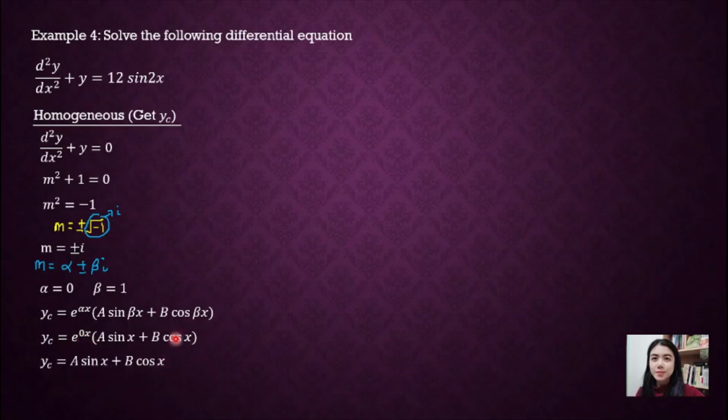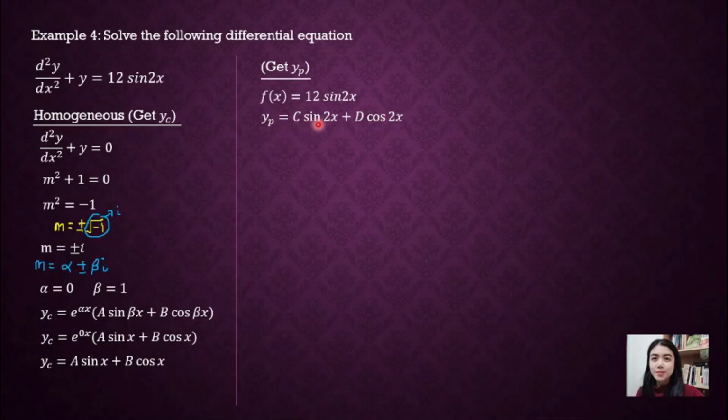The next thing you have to do is figure out your yp. Your yp depends on the function f, so this is your function f. If you look at the function f, your yp is supposed to be in terms of a pair: c sine 2x plus d cos 2x. When you have sine, you must have the cos. Before you continue to differentiate this yp, check for duplications.